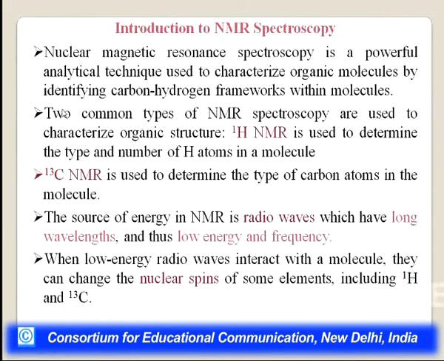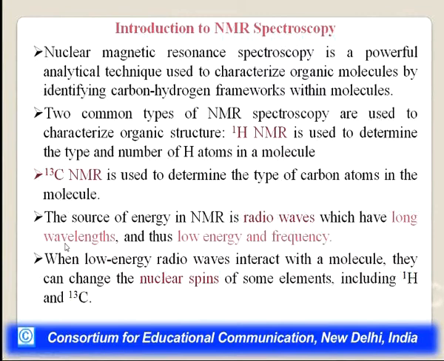So we have discussed ultraviolet visible spectroscopy. We have discussed various transitions like sigma to sigma star, pi to pi star, non-bonding to pi star, non-bonding to sigma star. And we have discussed the important shifts: bathochromic shift, hypsochromic shift, hypochromic shift, hyperchromic shift.